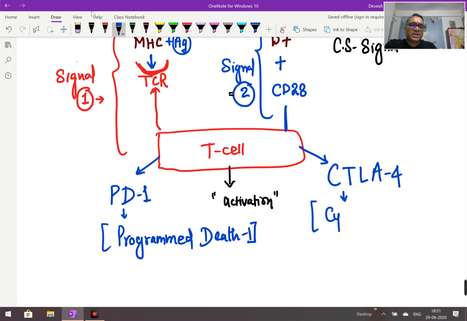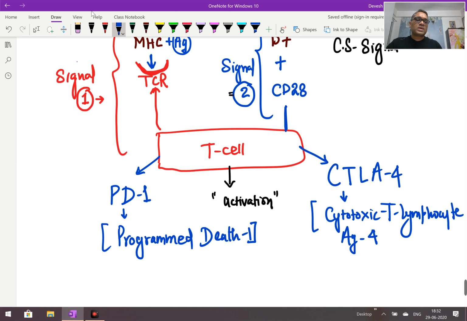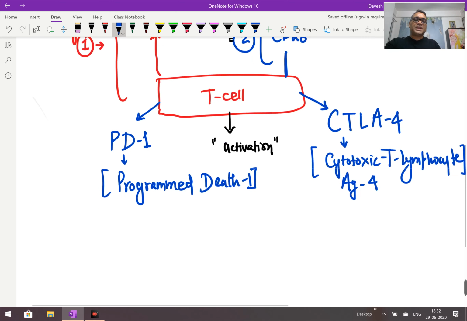I am writing cytotoxic because we are talking about cancer killing. What is the most efficient cell for cancer killing? That is the CD8 cytotoxic cell, so obviously these are CD8 cytotoxic cells. So this is cytotoxic T lymphocyte antigen 4, the full form of CTLA4.